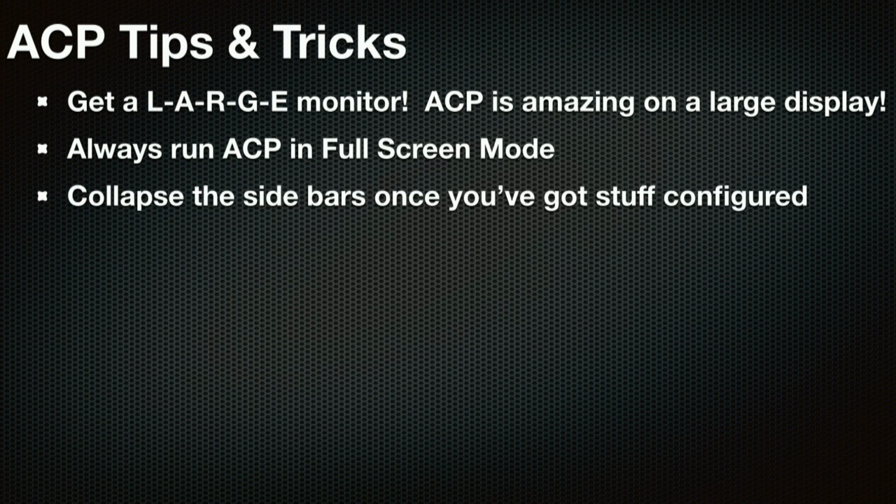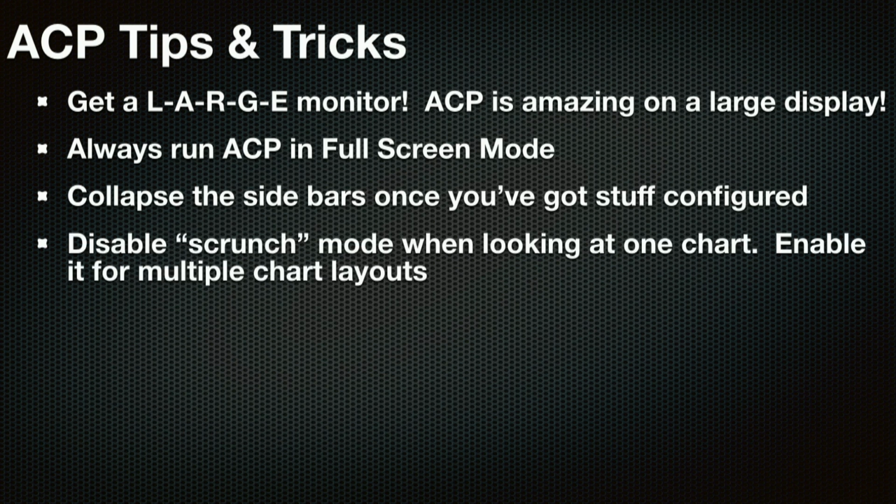Remember those sidebars that are open, they can be collapsed. Just click again on the icon that represents each one of those sidebars, and then you get all that screen real estate back. So once everything's configured, there's no reason to keep them open. Go ahead and click them to shut them down. Scrunch mode is useful when you're looking at multiple charts, but I don't think it's as useful when you're looking at one big chart. So when you're looking at one big chart, consider disabling scrunch mode, and then you can scroll up and down and be able to see all the detail of all the indicators on your charts.